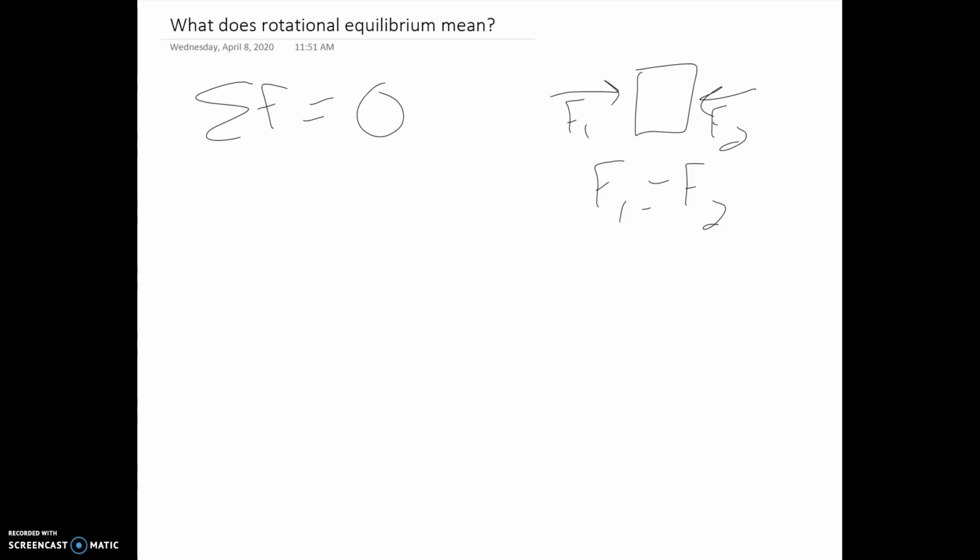Well, that's not enough if stuff rotates. You also have to have the sum of the torques equal to zero. And that gets to be kind of a tricky deal for some of these problems. And we're going to see how come that's a tricky deal.